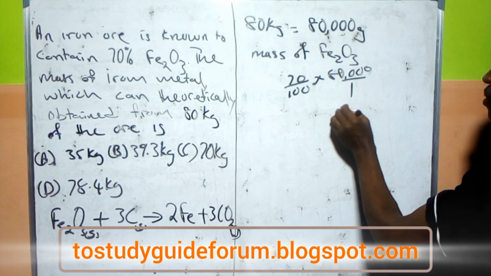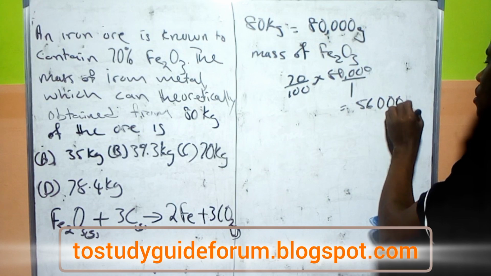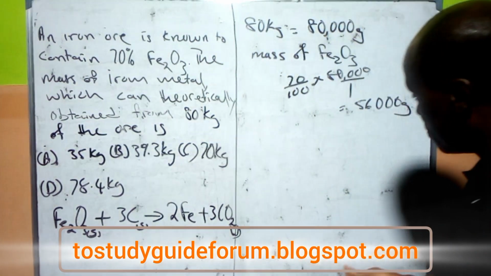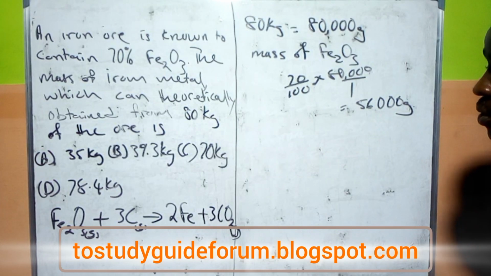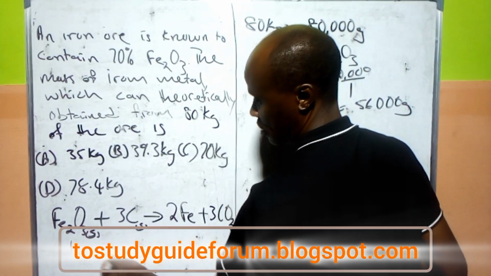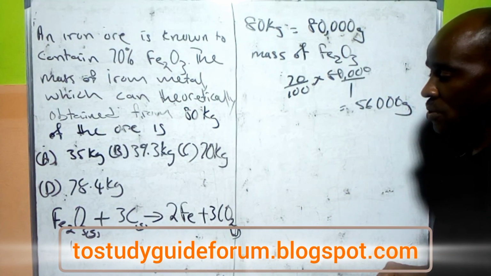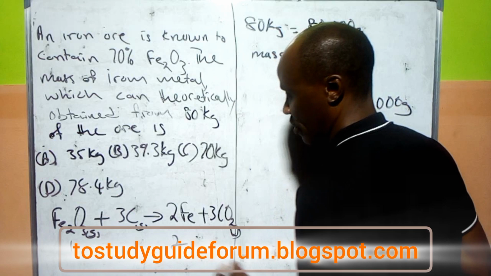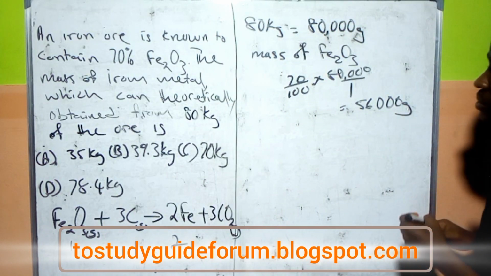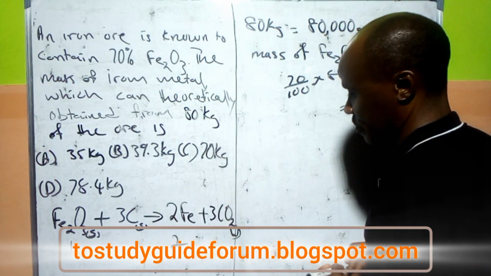So the mass of iron 3 oxide we have here will be that many grams. From the balanced chemical equation, we know that 1 mole of this iron 3 oxide will give us 2 moles of iron. So now we have the iron 3 oxide present. What I'm going to do next, we'll look at it very well. Now we get the mass.